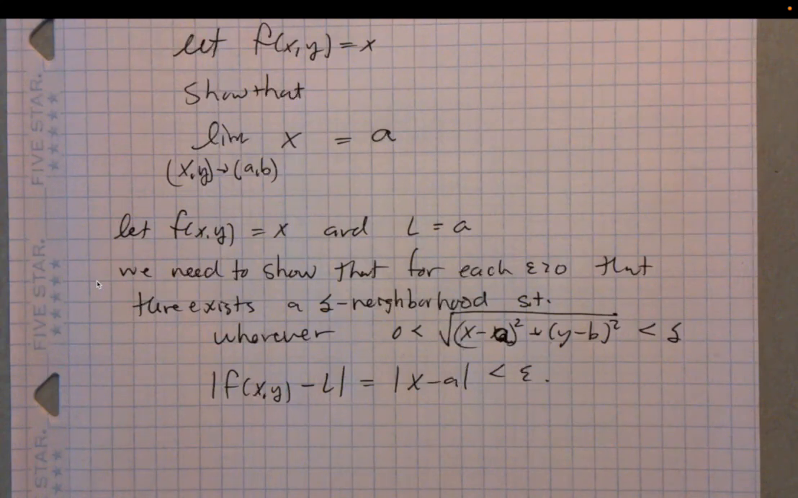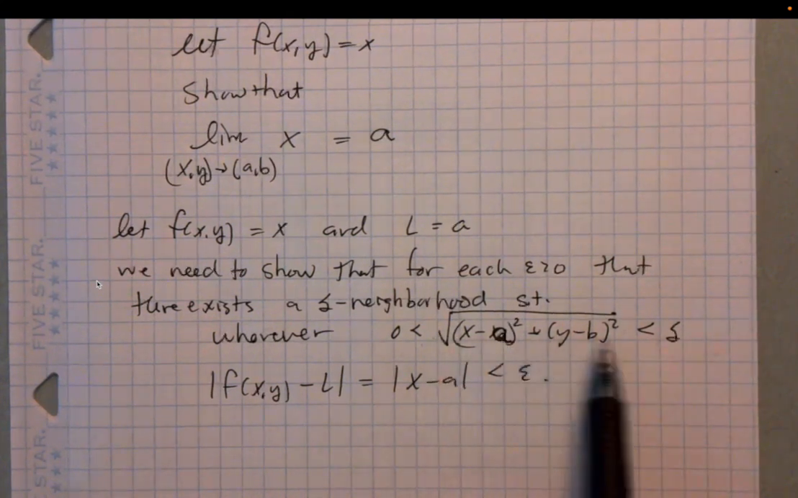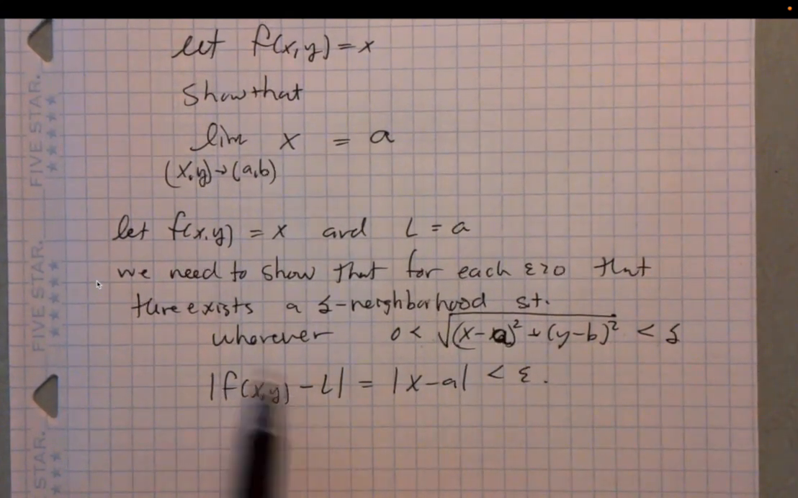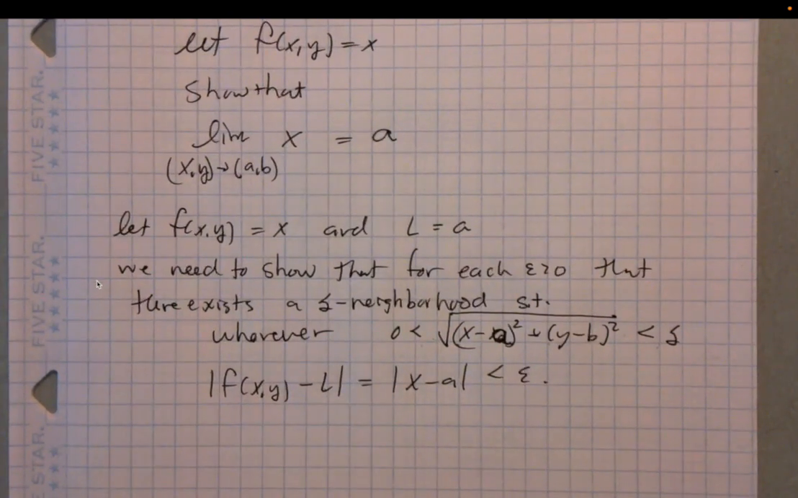So somebody gives you an epsilon, and from that epsilon you have to find a delta such that whenever your (x, y) is within delta of (a, b), then the value of the function is within epsilon of L. Okay, so that's the idea. It's almost identical in structure to the epsilon-delta proofs we saw in Calculus 1.